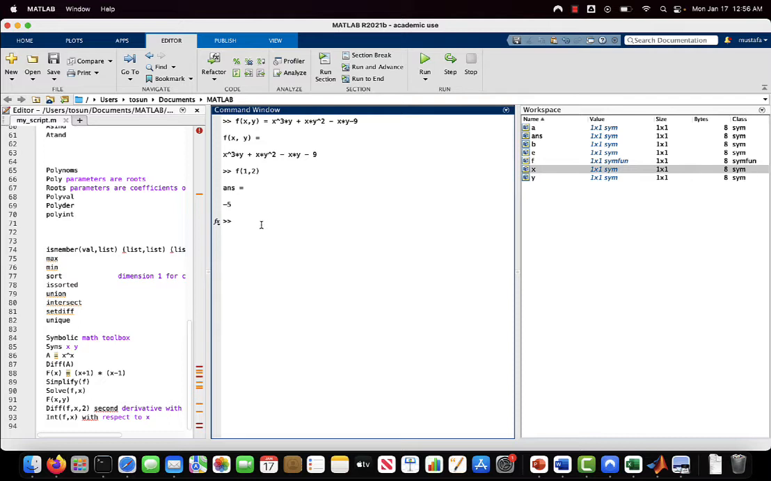And in Symbolic Math Toolbox, you can use differentiation and integration. To use the differentiation, let's create a function. Fx is equal to x cubed minus 2 times x squared plus sine x.